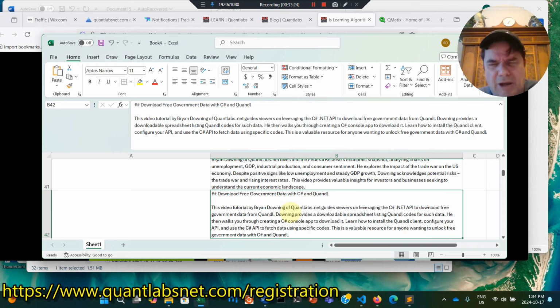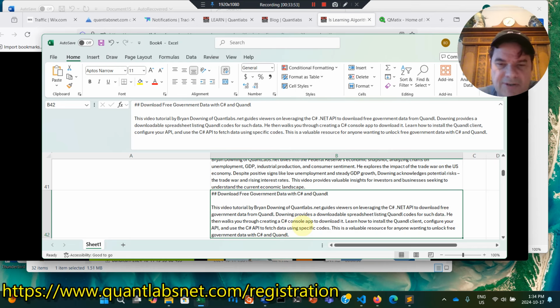Back in the day, Quandl offered fabulous resources for coding. This is where I'm showing C Sharp and .NET on Windows. I'm not sure where it's still at with this, but at the time you could get the data and the coding samples. So this guides viewers on leveraging the C Sharp .NET API to download free government data from Quandl. There's a downloadable spreadsheet listing Quandl codes for such data.